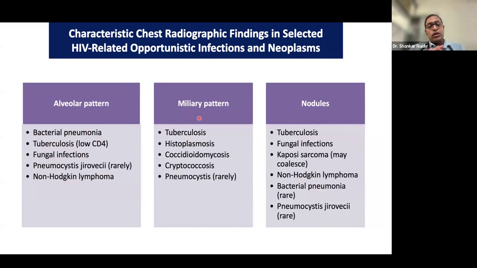Miliary pattern, the most common and the first thing that comes to our mind would be tuberculosis, but always remember that histoplasmosis, coccidioidomycosis, and cryptococcosis can also have a miliary kind of pattern. And sometimes disseminated malignancies can also have miliary pattern on X-ray. Regarding the presence of nodules, again, tuberculosis, fungal infections like aspergillus, then Kaposi sarcoma, non-Hodgkin's lymphoma, bacterial pneumonia rarely can cause nodules, and Pneumocystis jirovecii rarely can cause nodules.